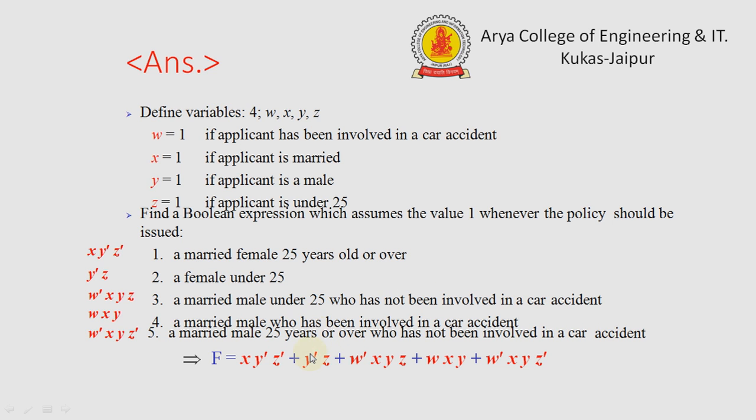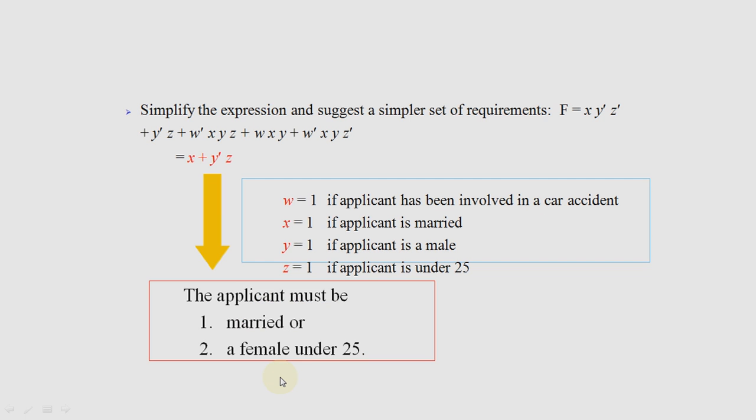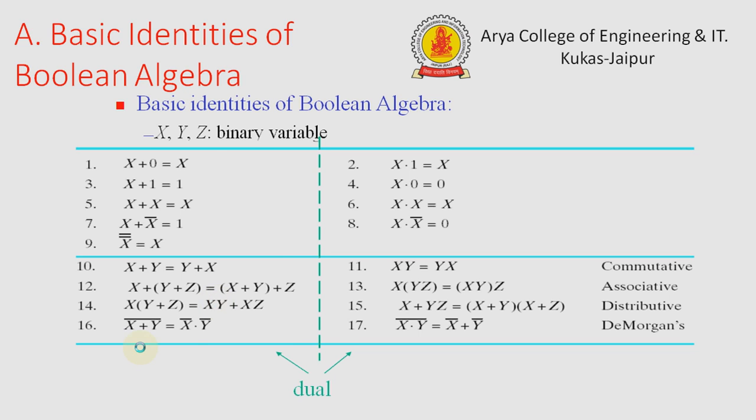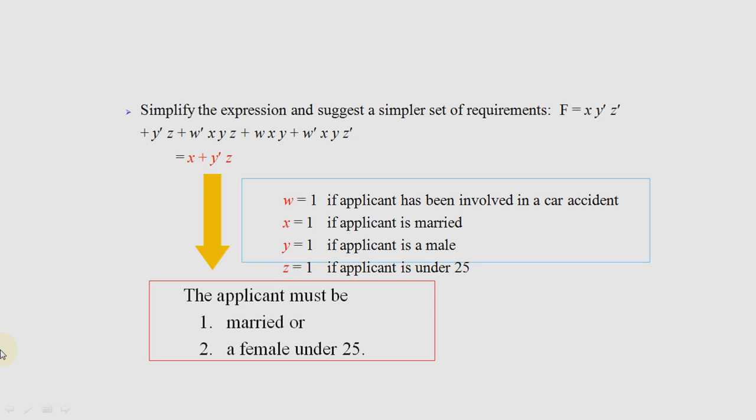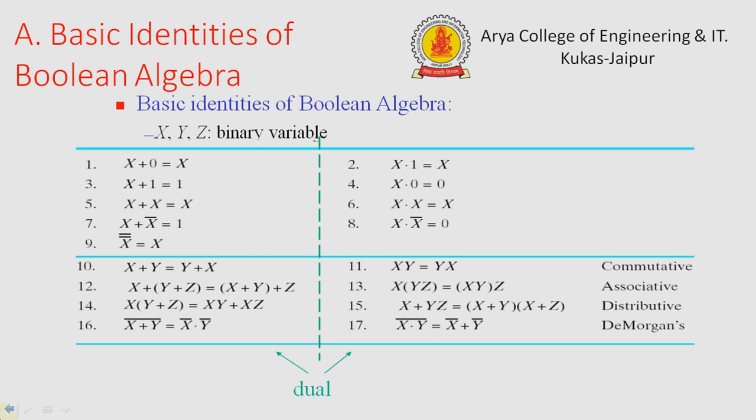So we have completed this expression in this way. Now simplify the expression and suggest a simpler set of requirements. Here what we do is simplify this whole value by taking commons. After simplifying it, we get the answer x plus y complement z. So the applicant must be married or a female under 25.